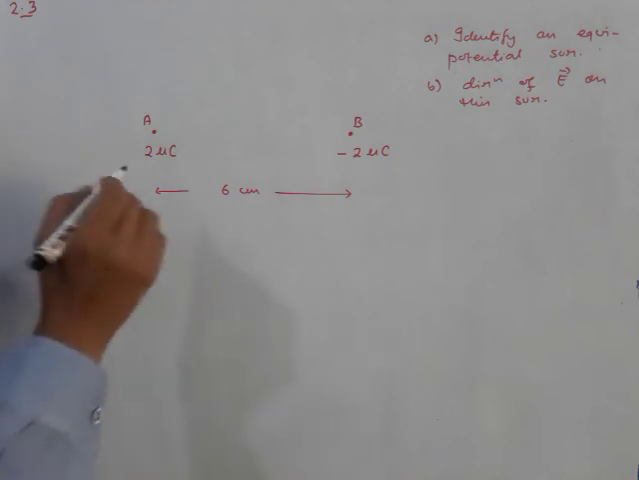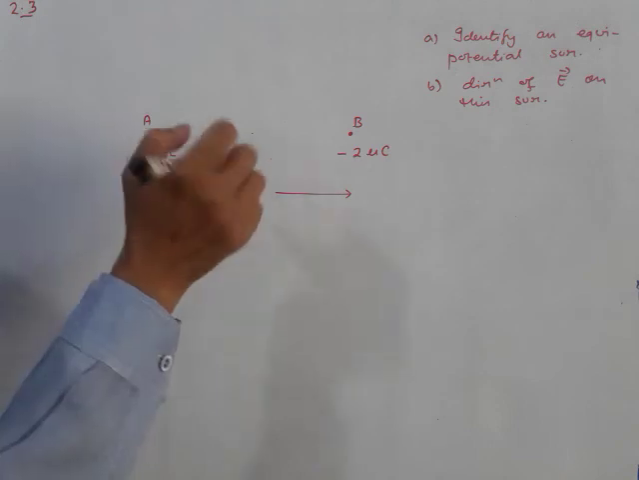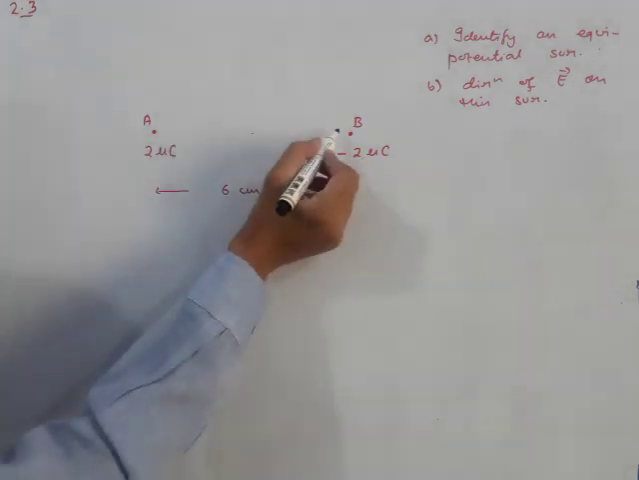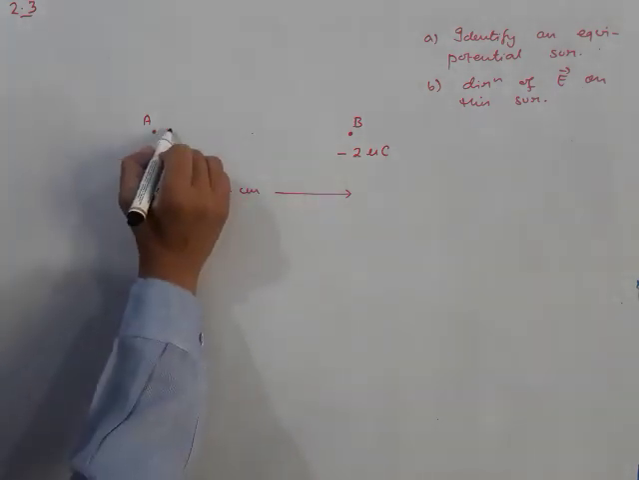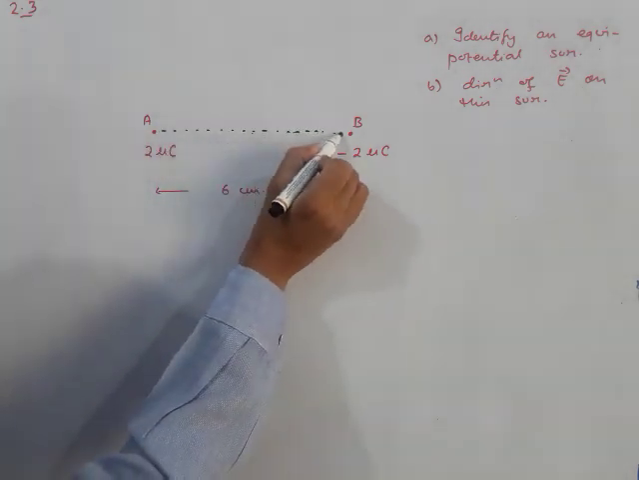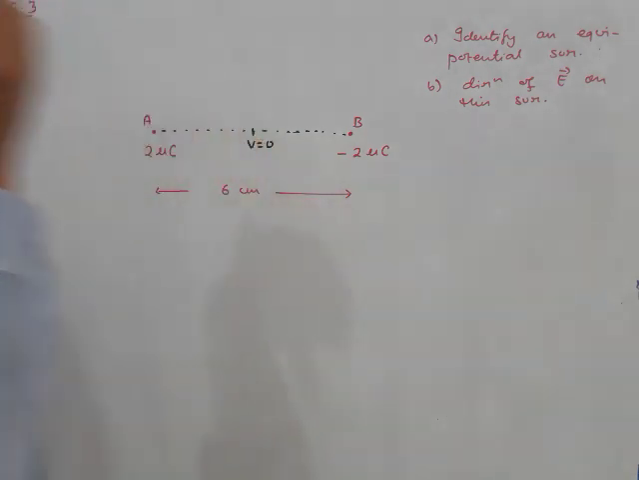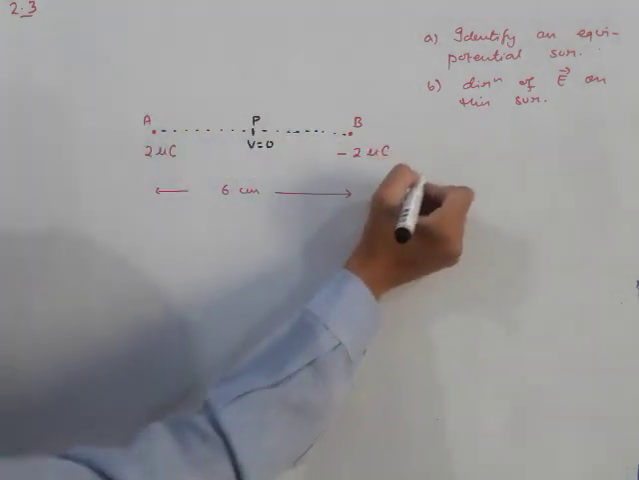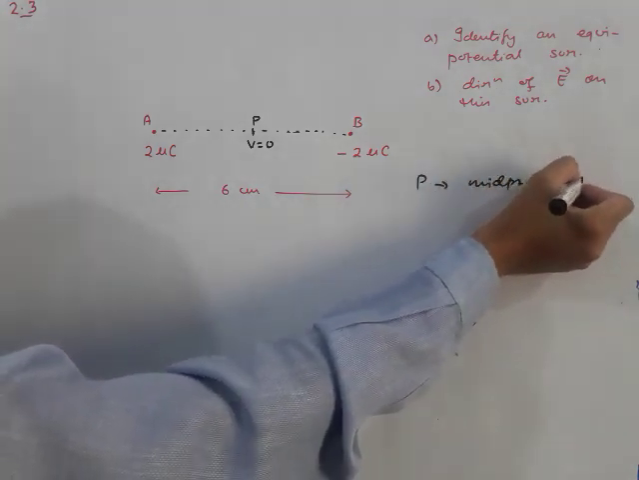It's very much obvious that exactly at the midpoint of them, the potential must be 0. Because 1 by 4 pi epsilon naught Q, 2 by this distance minus 2 by this distance. At the midpoint, the two distances will be same. So therefore, this is our first point where the net potential is 0. But that is not what is asked in the question. At this point, I argued V is equal to 0, midpoint. So this point I will call as P. So P is the midpoint of AB.